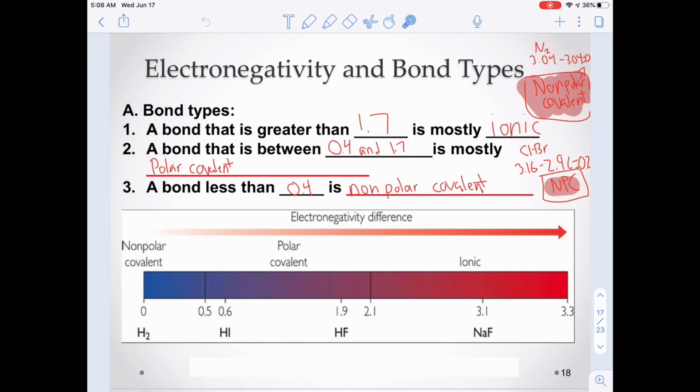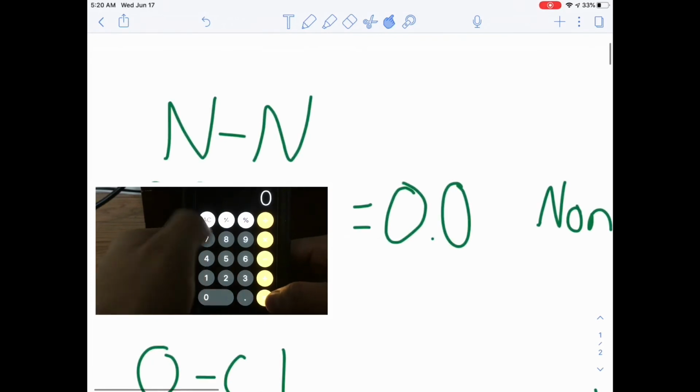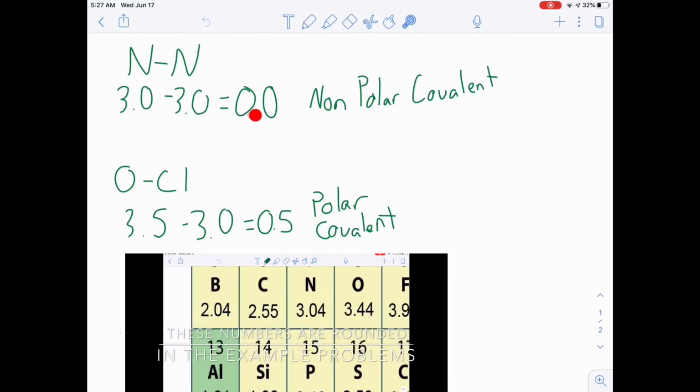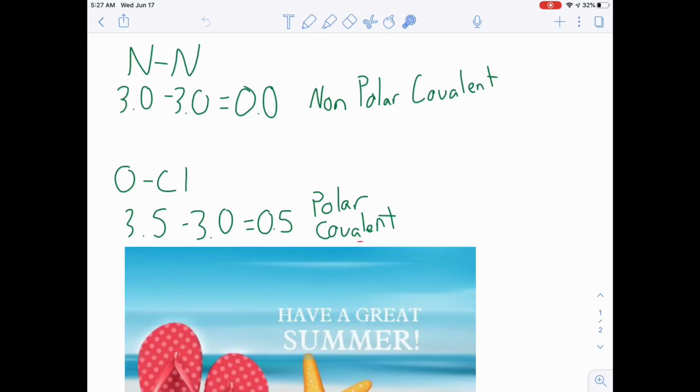Okay, let's look at some examples here. Take the bigger element and subtract it by the smaller element. And once we get that difference, it's going to tell you what type of bond it is. N minus N is going to equal 0, so we know that's non-polar covalent. O minus Cl is going to equal 0.5, so we know that's polar covalent.